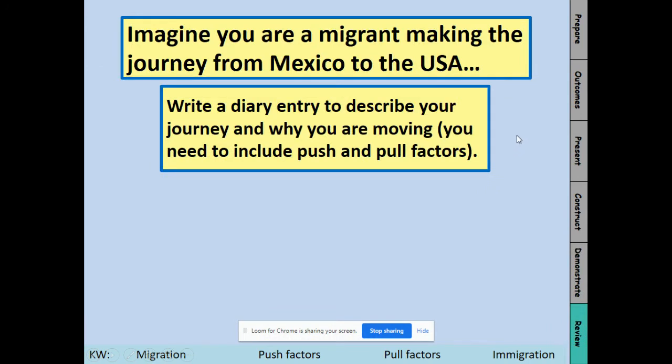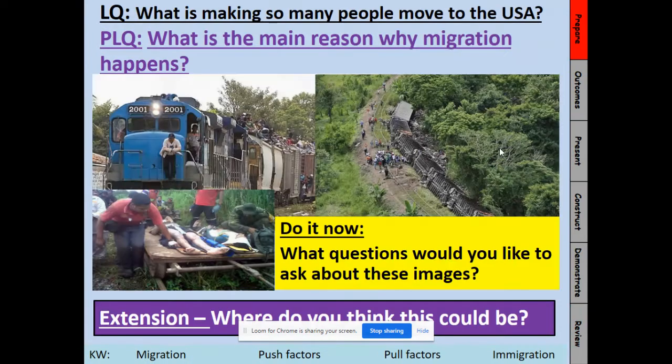After that, the last bit you're going to do should be at least three-quarters of a page, could be a page. I'm looking for at least 3 paragraphs. Diary entry. Imagine you were making that journey that these people were making. How would you feel? Try and really capture that journey.